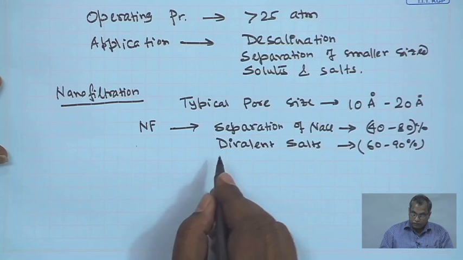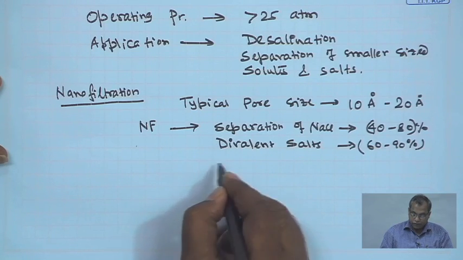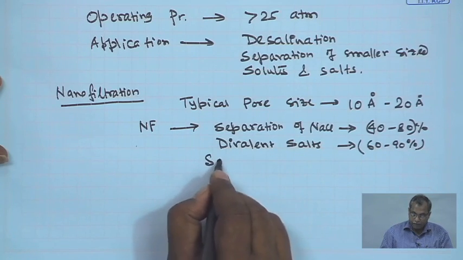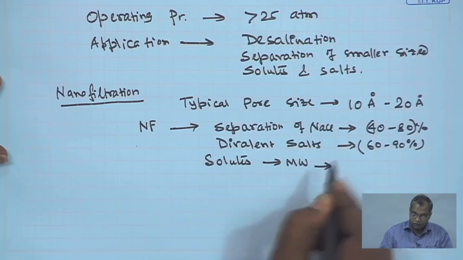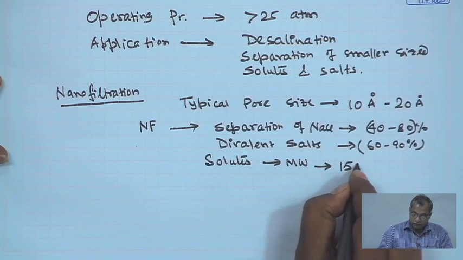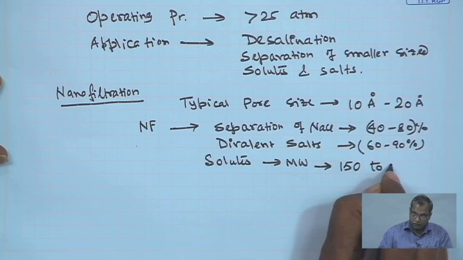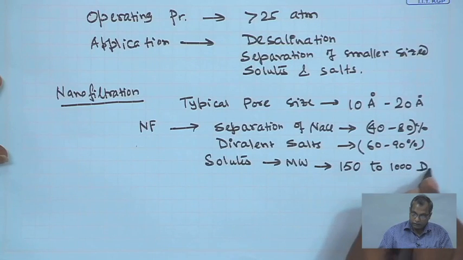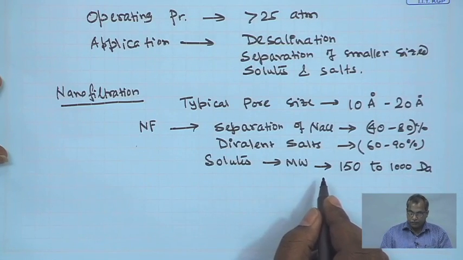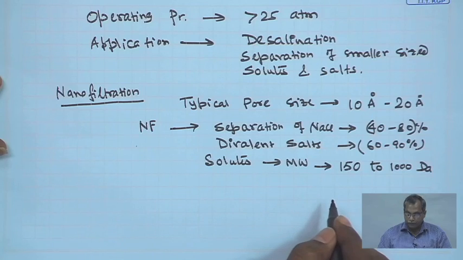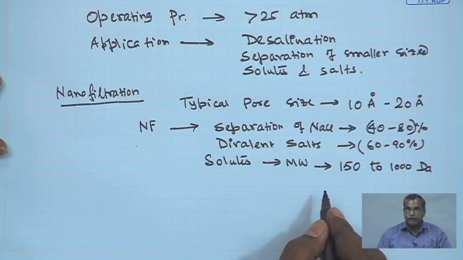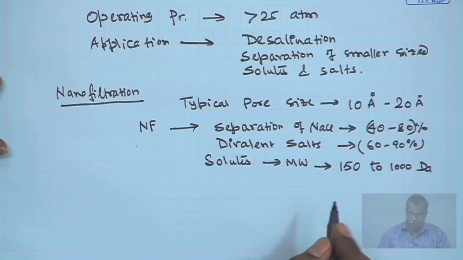Then all the solutes having molecular weights in the range of 150 to 1000 Dalton can be separated by the nanofiltration membrane. In fact, there will be grades of nanofiltration. Various cutoffs of nanofiltration membranes are available, can be fabricated, which will be separating various solutes which will be having different molecular weights.